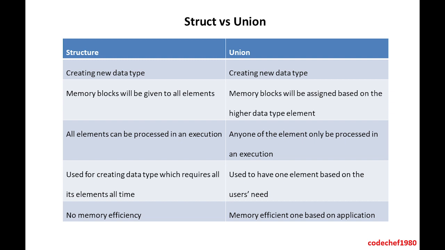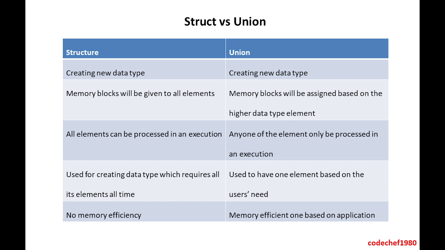Structure may be used for creating a data type which requires all its elements all the time. As I mentioned, a structure is composed of different elements. All elements will be processed, in the sense assigned and also accessed, during the program execution. Whereas in a union, any one of the elements only will be processed. So we have to create the control logic which helps us take the input based executions.